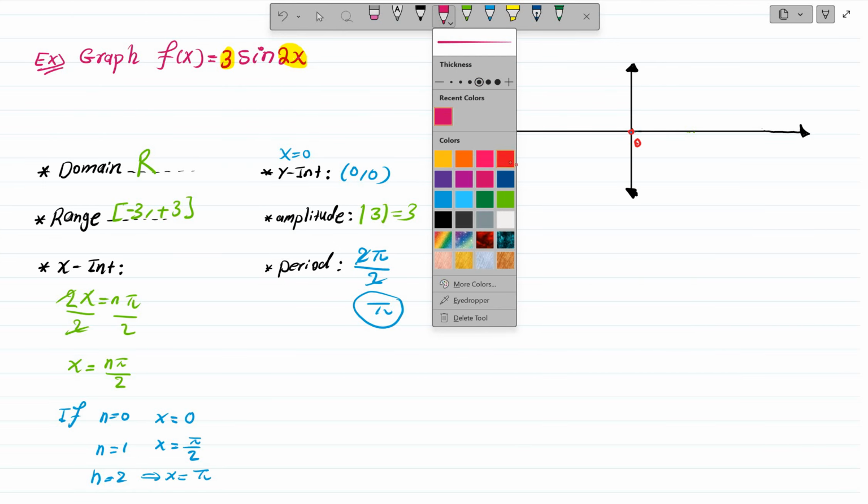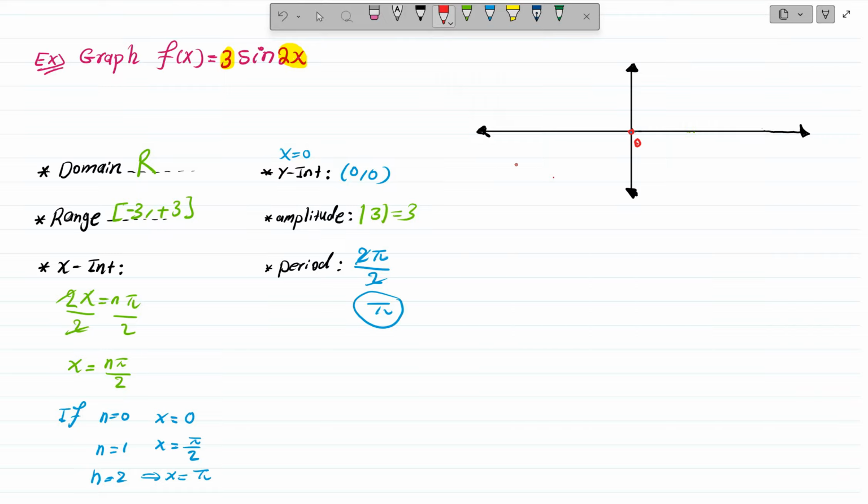Let's change the color to red. We have pi over 2. This is pi over 2. But let me extend a little bit more to the other side. This is pi over 2, and the other one is going to be pi, right? Because these are our x-intercepts. Same values with the negative, so negative pi over 2, and the other one is negative pi.